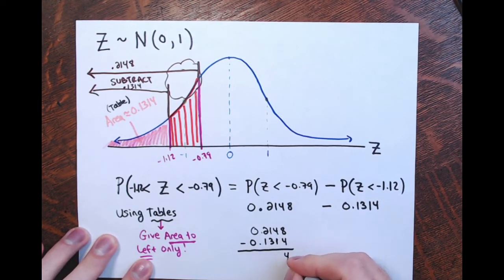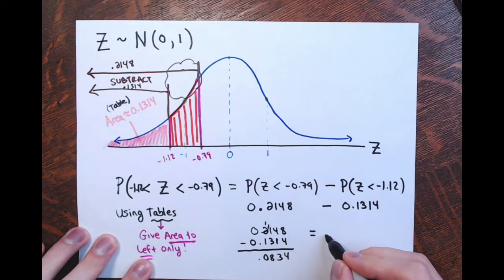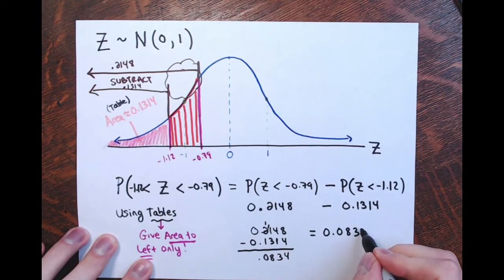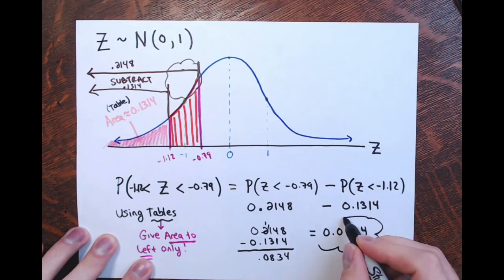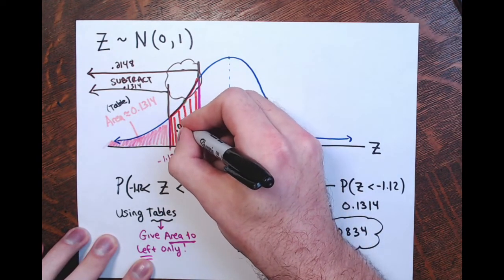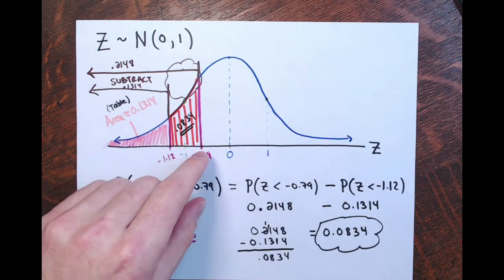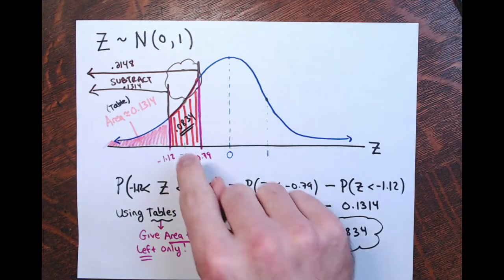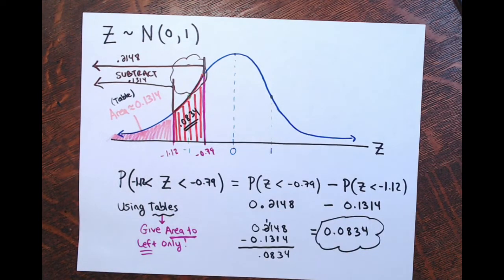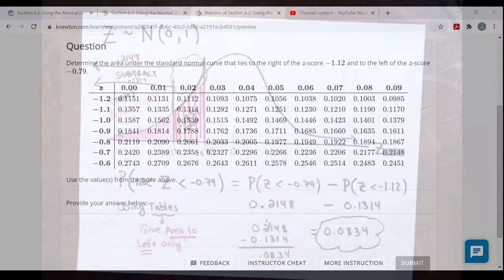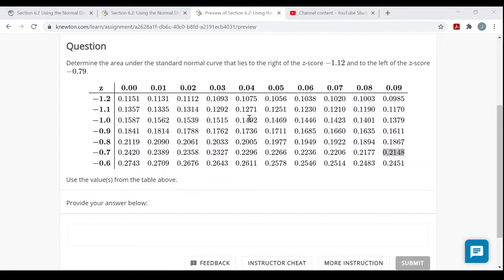So in subtracting these, I'll set up a little column here. We get 0.0834. So this is equal to 0.0834. Right, so this area here, 0.0834, that's the area in between the z-score of negative 1.12 and negative 0.79. So this little area in here is a little more than 8% of the entire area under the curve. But that's how you read these tables. All these numbers in here are areas to the left of whatever z-scores you're looking at.